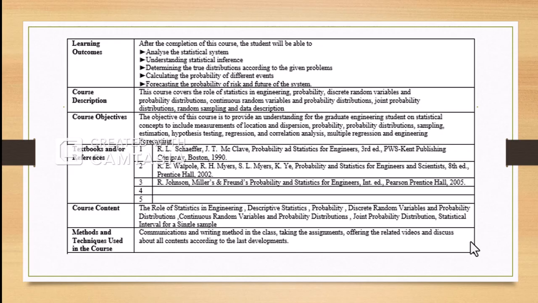students. In this course, as you can see over here, we have some course description that describes what we're going to do in this course. This course is designed for engineering students, and we start with probability, discrete random variables, and probability distribution. It's an important part of probability and statistics, and this is the beginning. We continue with continuous random variables and probability distribution, joint probability distribution, and random sampling and data description.